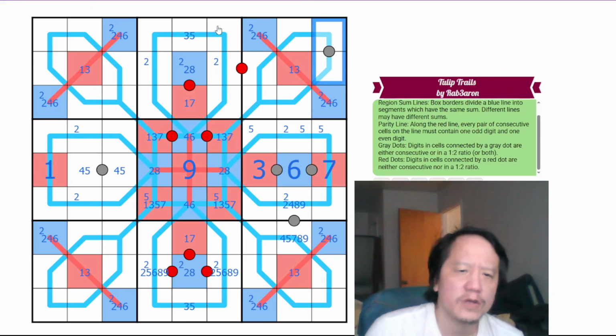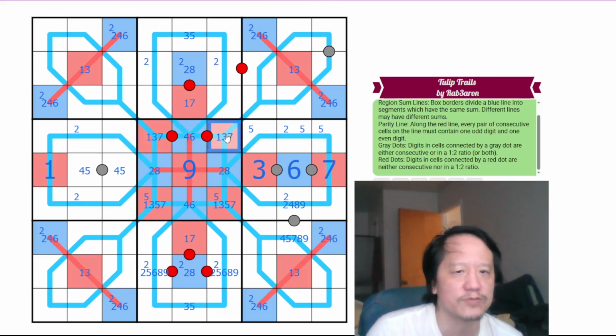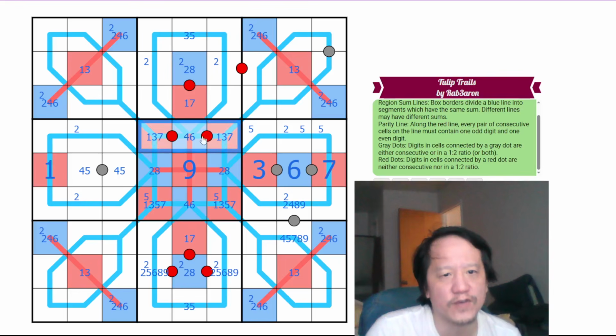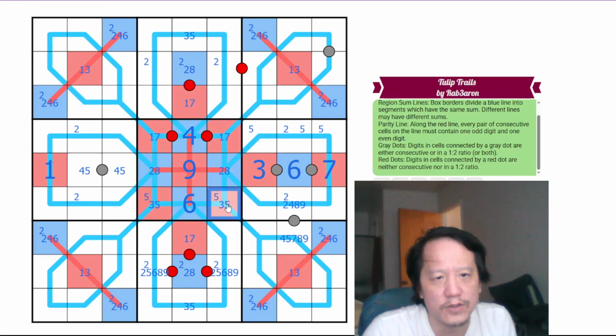Oh, if this is 4, this cannot be 3 because that's consecutive with 4, so this is 1, 7 as a pair. If this is 6, this cannot be 7, so this must be 1. Oh, that doesn't work. 6 and 1, 6 is in a 1 to 2 ratio with 3, and it's consecutive with 7. And it's consecutive with 5. So this must be 4 here. That's 6 there. 4 cannot be consecutive with 3, so this is a 1, 7 pair, which eliminates 1 and 7 in the rest of the box.